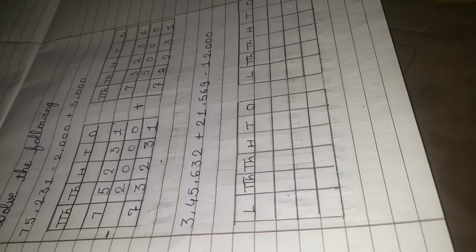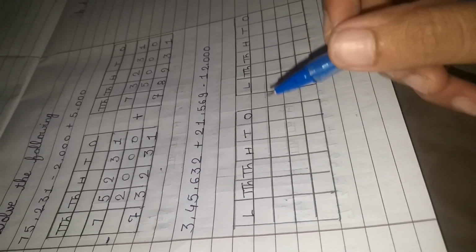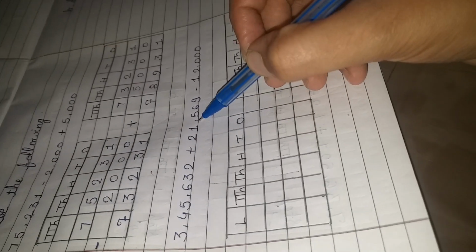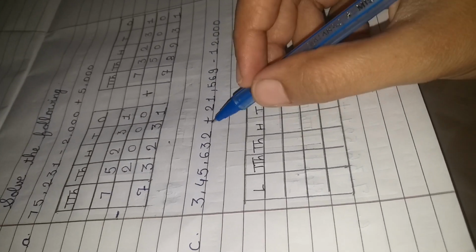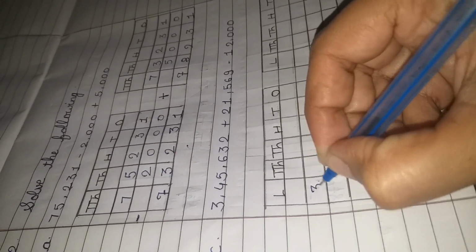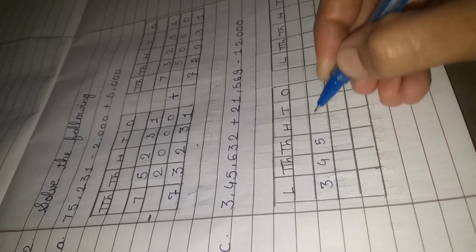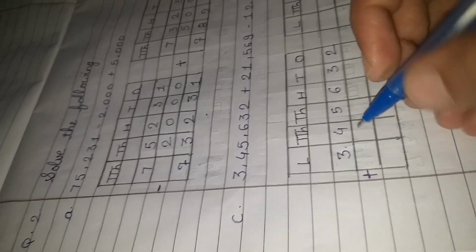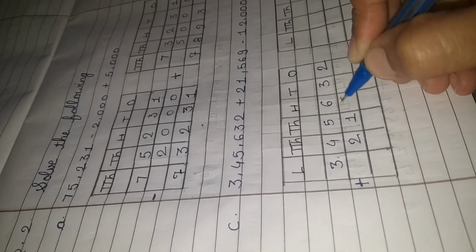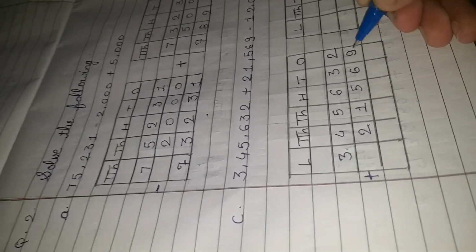So now students, let's solve the C example. So here we have the lakh place. Okay. So you can see that I have drawn the boxes. First of all, we have to add these two numbers. Then we are going to subtract this from the sum of these two numbers. Okay. So let's write 3,45,632 plus 21,569.